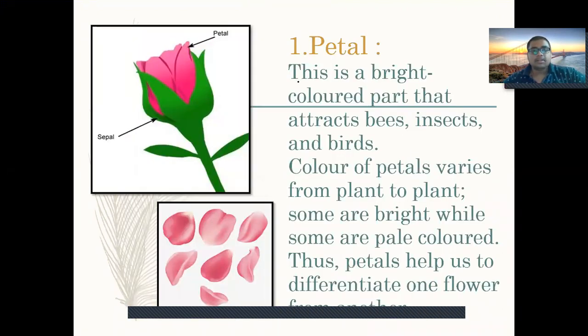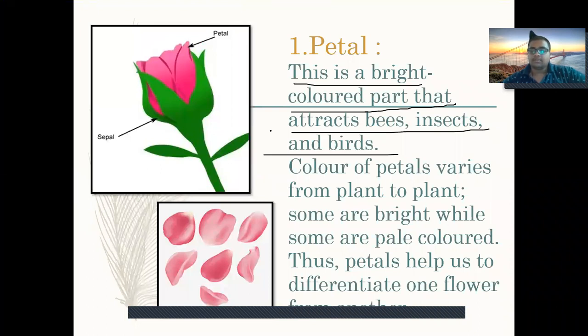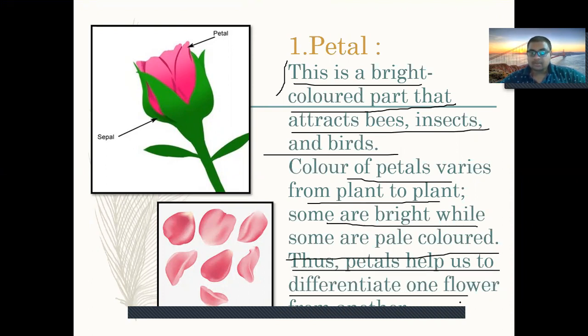The petal is a bright colored part that attracts bees, insects, and birds. Okay, so all the birds, insects, and bees, you might have been seeing them on National Geographic Channel, or you might also have been wondering why the bees, insects, and birds get attracted to these petals. It's because of their colorful nature. It is a bright colored part that attracts bees, and the color of petals varies from plant to plant. Some are bright, while some are pale colored. Petals also help to differentiate one flower from another. You can see these petals are of a rose plant.